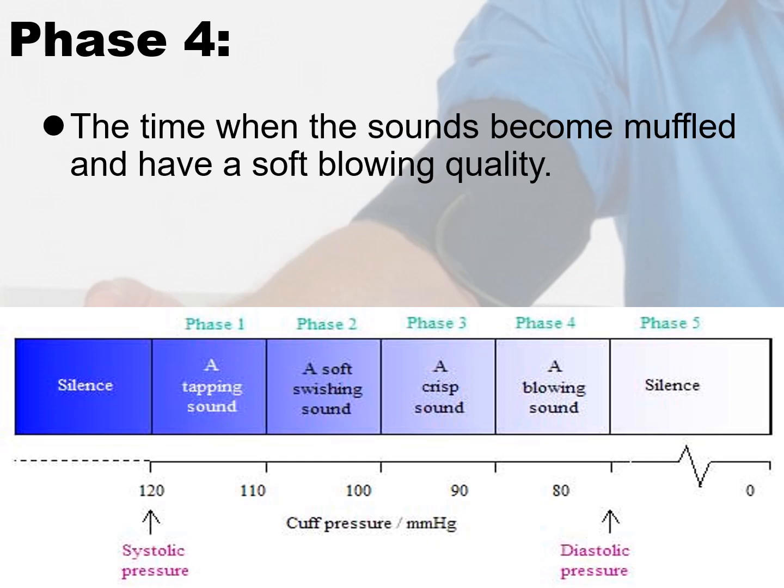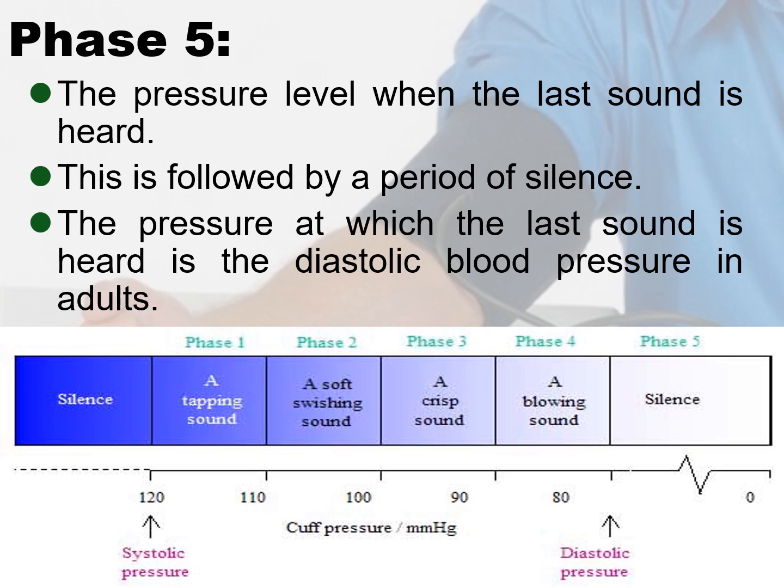In phase 4, the sounds become muffled and have a soft blowing quality, and phase 5 is the pressure level when the last sound is heard. This is followed by a period of silence. The pressure at which the last sound is heard is the diastolic blood pressure in adults.